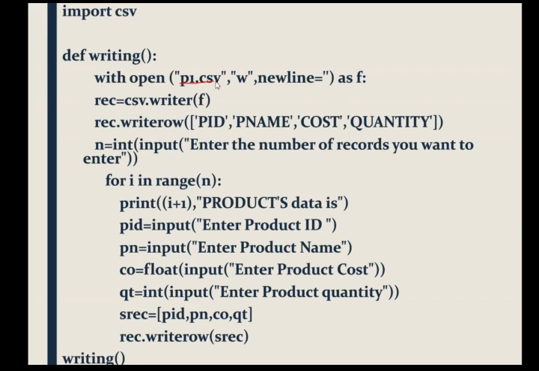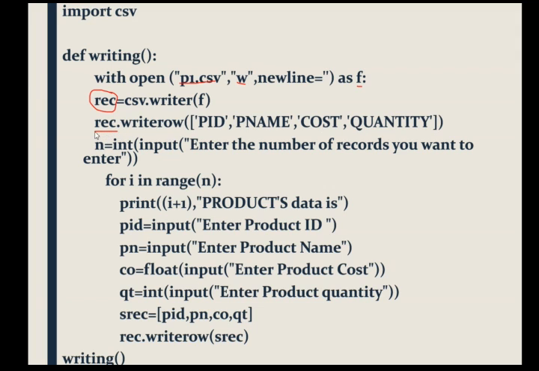I have opened p1.csv in write mode with newline equals to empty string as f. So this is a file object, and then I have written rec equals to csv.writer. Now this csv.writer will return a writer object. So this rec is a writer object which writes the data into the CSV file. Then, for the first row, I said I want the column header like PID, PName, cost and quantity. So rec is a writer object.